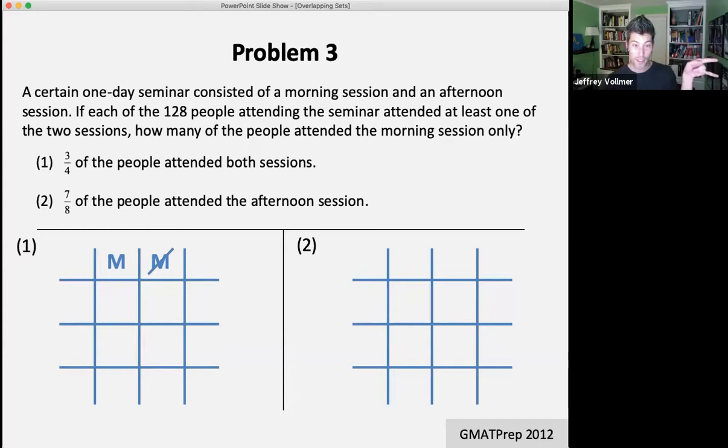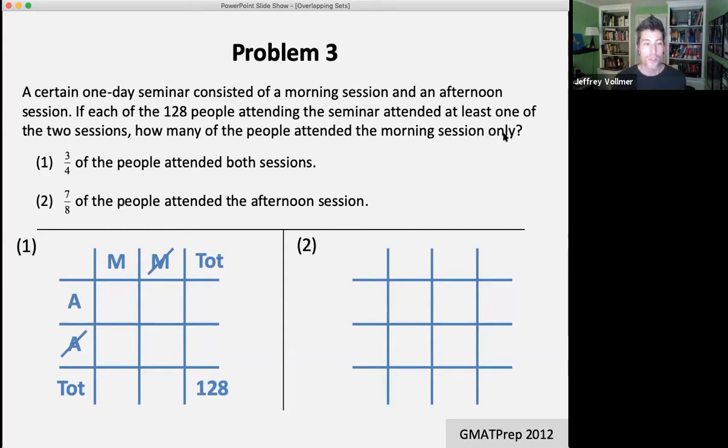Now we need the same thing for the two rows, and that's going to be going to the afternoon session or not going to the afternoon session. Cool. I know that 128 people went to this seminar. Nice. So that is going to be my overall total. What am I looking for? How many of the people attended the morning session only?